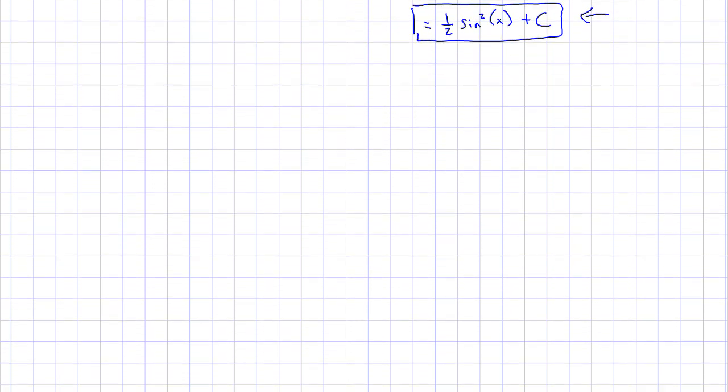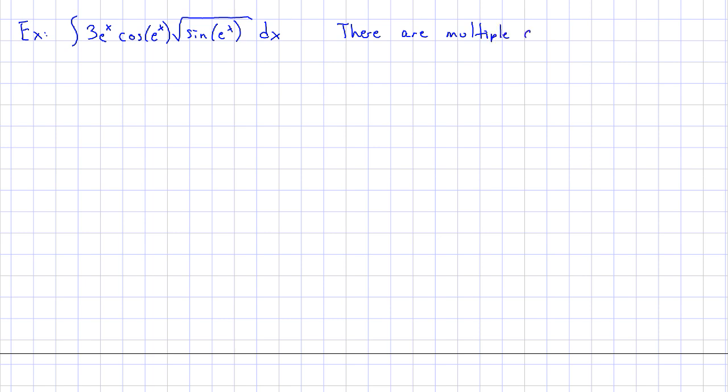So then the next scenario that can make these complex is if you have multiple composite functions. So let me go ahead and write this example up. I have 3e to the x times cosine of e to the x times the square root of sine of e to the x dx. So there are multiple composite functions. And what I mean by composite is those functions within a function.